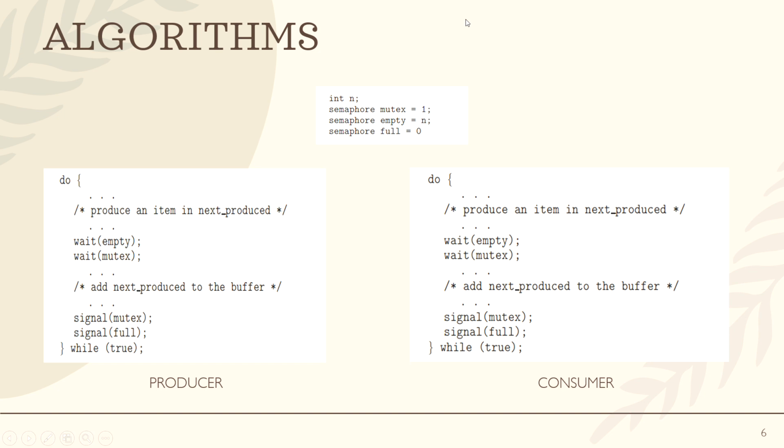Here we can see that the semaphore mutex variable is set to 1, the semaphore empty is set to n, which is the size of the shared buffer, and the full is set to 0. This is the algorithm part of the producer, and this is the algorithm part of the consumer. Initially, in the producer section, if the producer needs to access this part, there are two semaphore main functions, wait and signal. The wait tells the other process to wait, and the signal signals to resume its process.